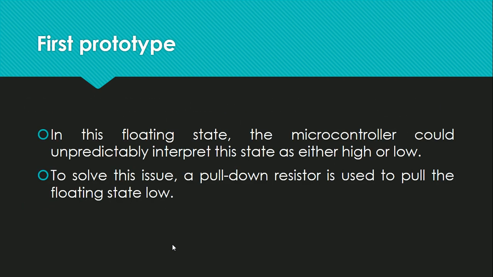So in this floating state, the microcontroller could unpredictably interpret this state as either high or low, because with a floating state, you can never really identify if it is really on or really off. So we really need to decide what this floating state will be. Will it be a high signal or a low signal? To solve this issue, a pull-down resistor is used to pull the floating state low. So again, pull-down resistors are used to pull the floating state to low. So you're forcing the floating state to be off or a low signal.